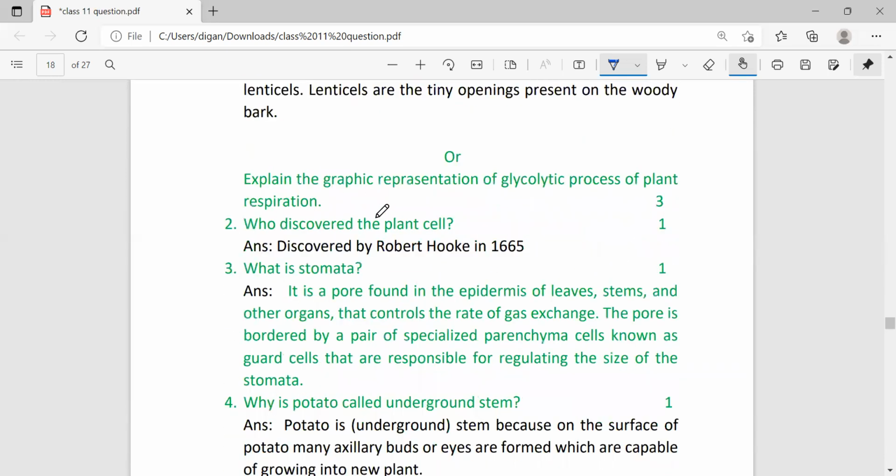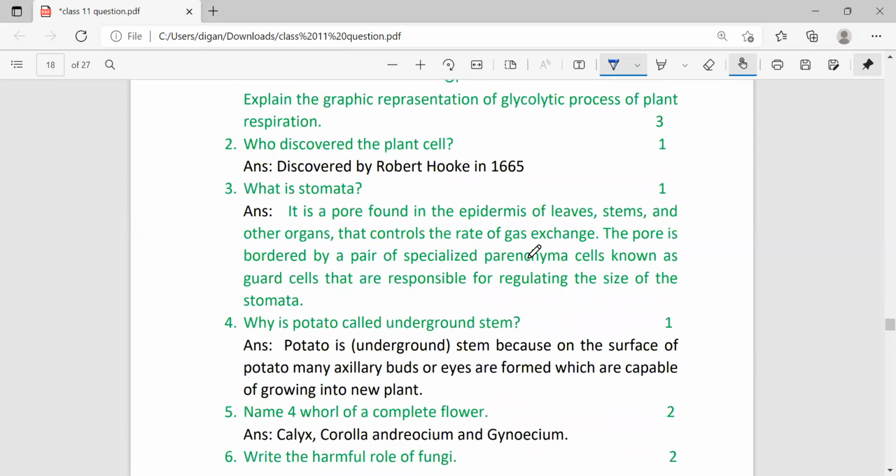Next question: explain the graphic representation of the glycolytic process in plant respiration. This means the glycolysis process. And for this process, you have to go through my video. Already I have uploaded it. So next question: who discovered the plant cell? Discovered by Robert Hooke in 1665.